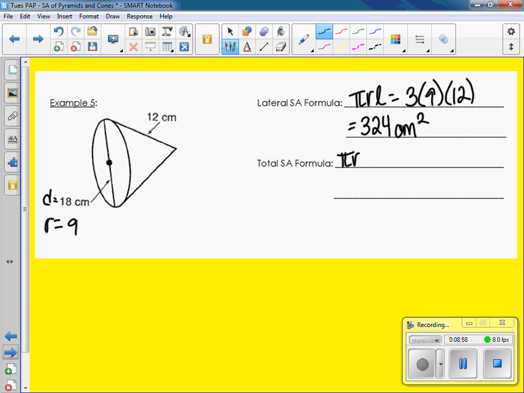Now, even though I used a calculator just to get through this math a little bit quicker, please remember that on the STAR test, you are not allowed to use a calculator, so you really do need to be practicing these calculations by hand.